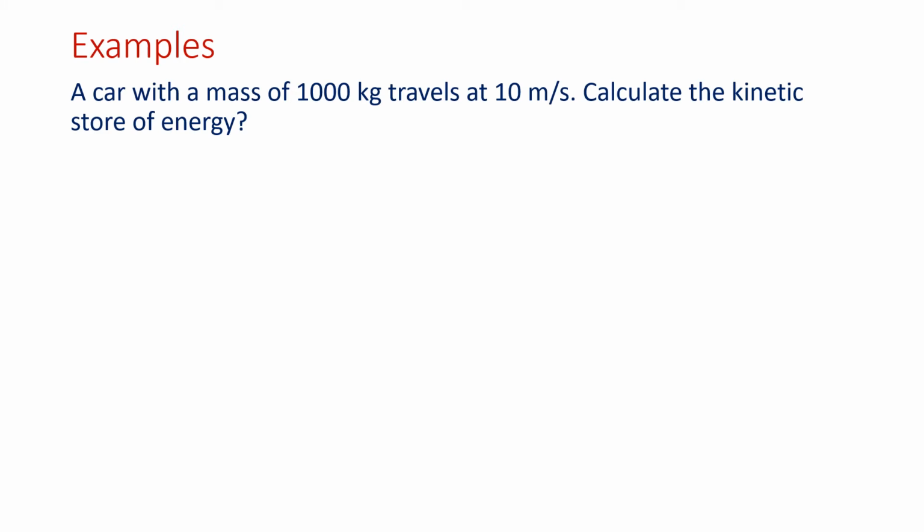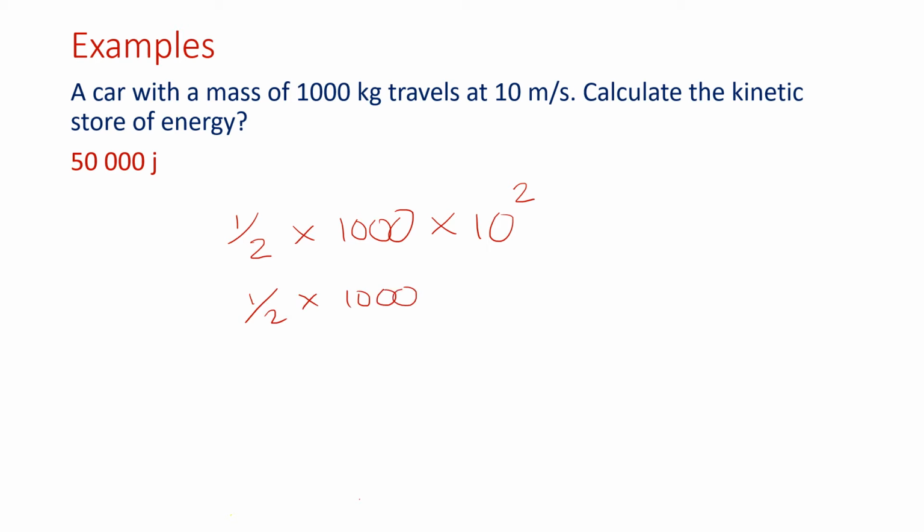Let's take an example. We've got a car with a mass of 1,000 kilograms travelling at 10 meters per second. Calculate the kinetic store of energy. So let's see how we arrive at the answer of 50,000 joules. Kinetic energy equals a half times the mass, which is 1,000, times the velocity squared. So it's going to be a half times 1,000 times 100, or a half of 100,000, which is 50,000 joules.